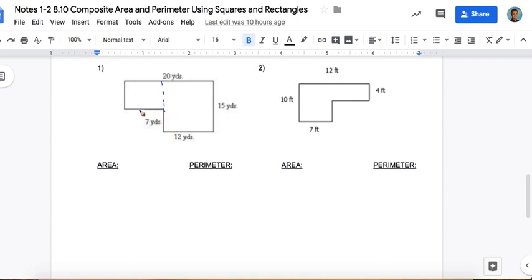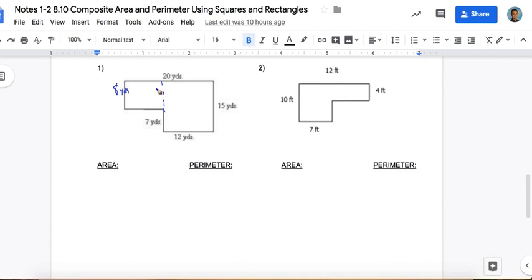Okay, I don't know this one, and I don't know this one. But if I look, I know that this whole side is 15, and I know that this part is 7. So if this part is 7, this part plus this part will equal this part. So I can just subtract. 15 minus 7 is 8, so I know that this is 8 yards.